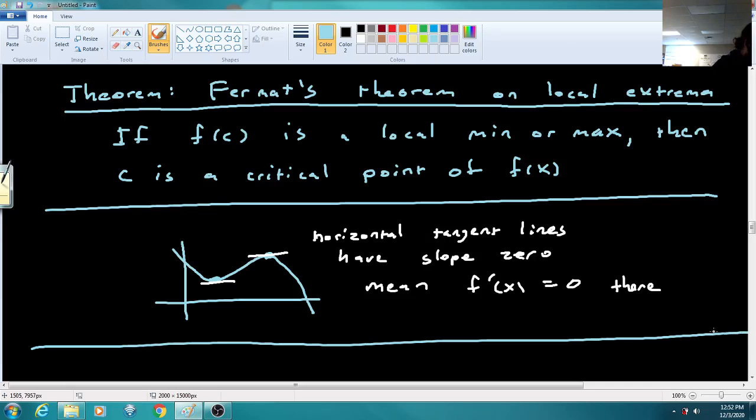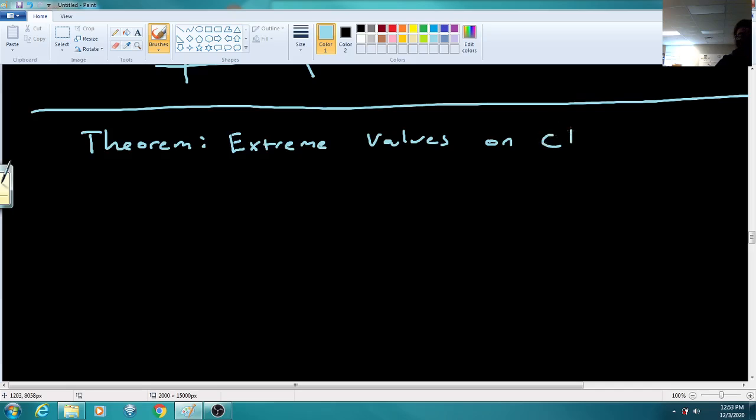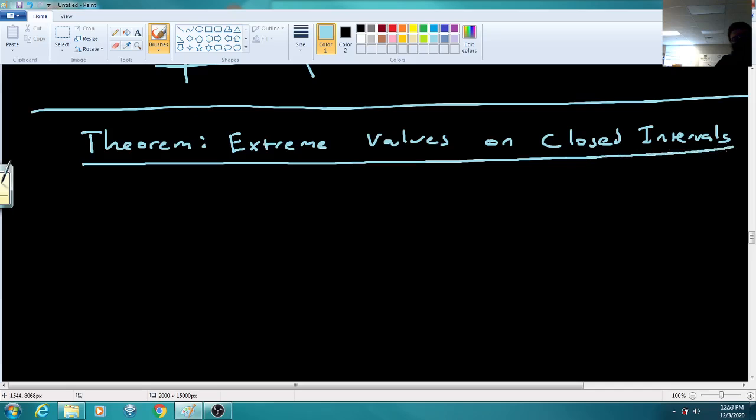And then we're going to get another theorem, and we're going to spend a while on it. The rest of the examples will be focused on this last theorem. This last theorem is about extreme values on closed intervals. This turns up usually on the AP test as part of the free response, or sometimes in the multiple choice. They'll ask you to apply this idea.